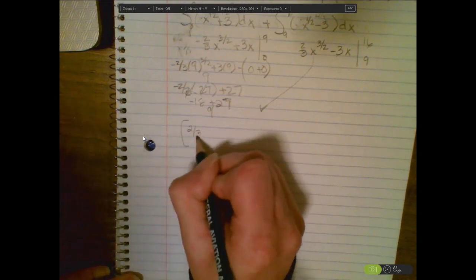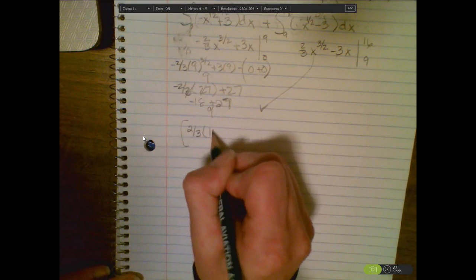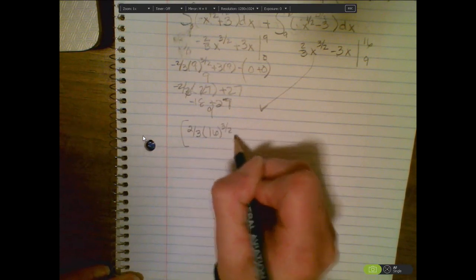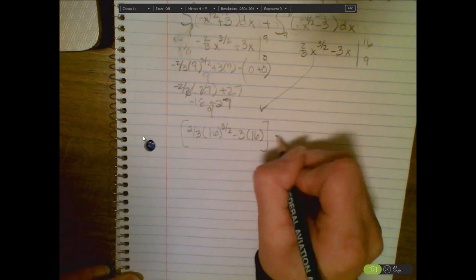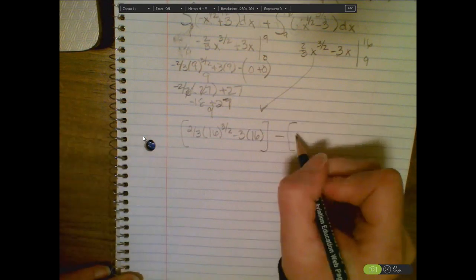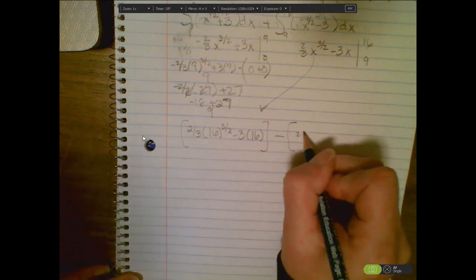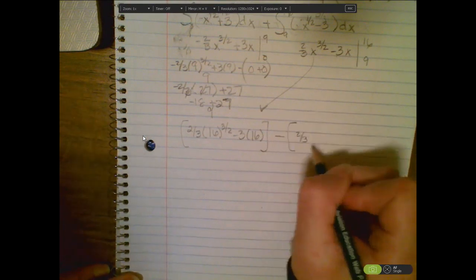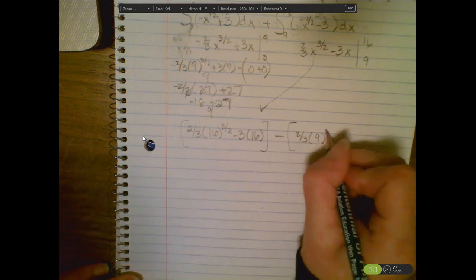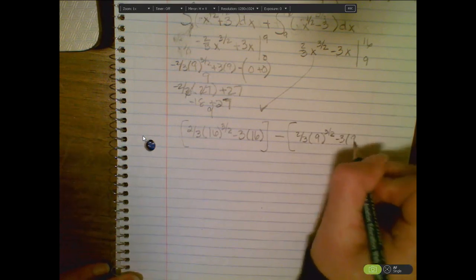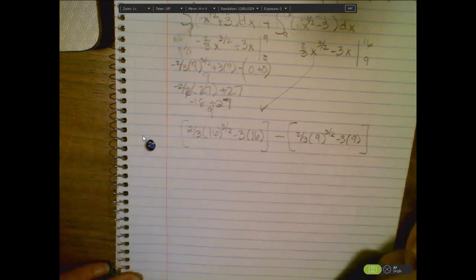And I'm going to do this in two parts. So 2/3, 16 to the 3/2 minus 3 times 16, okay, minus, now the whole other half. Remember, you have to do these separately. They are not one unit. This negative applies to this whole answer, so you have to find everything in the brackets first, then subtract.